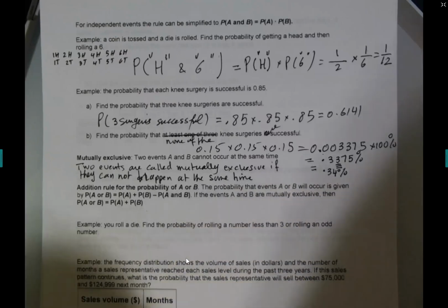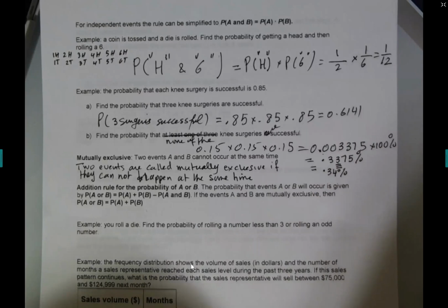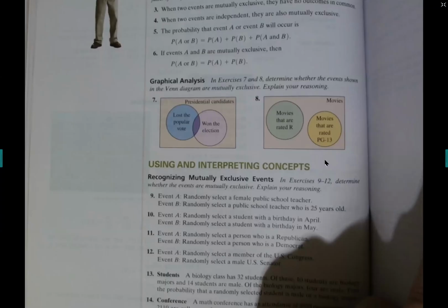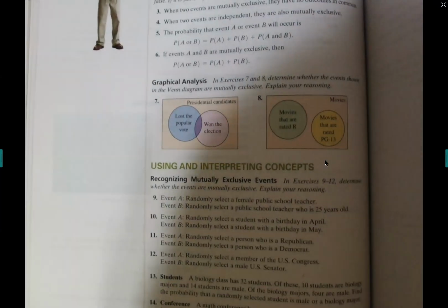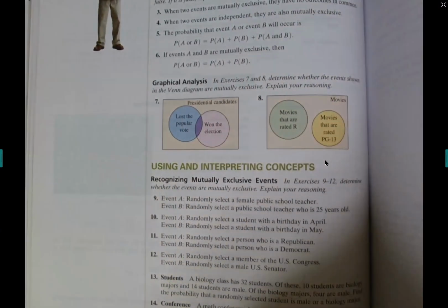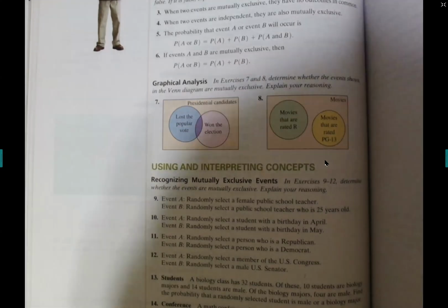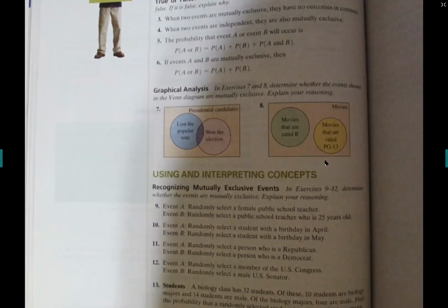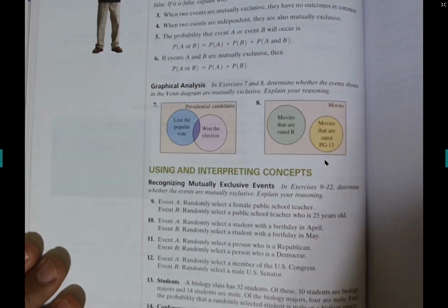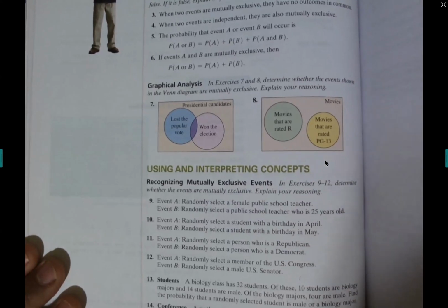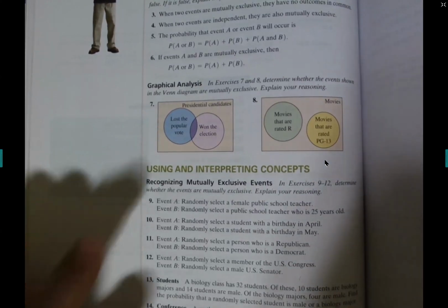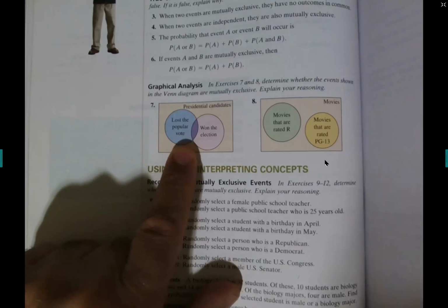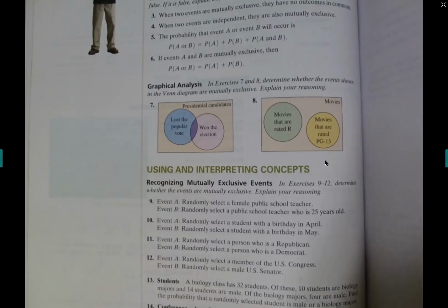Just one more second, I want to show you some more examples from the book. Just give me a second to get the book. This is on page 162. If you go to the textbook online, it's page 162 if you're taking notes. Okay, first of all, number 7. Mutually exclusive or not mutually exclusive?